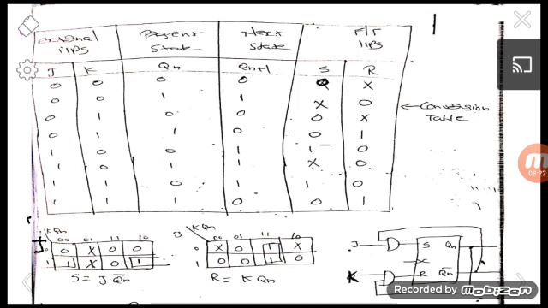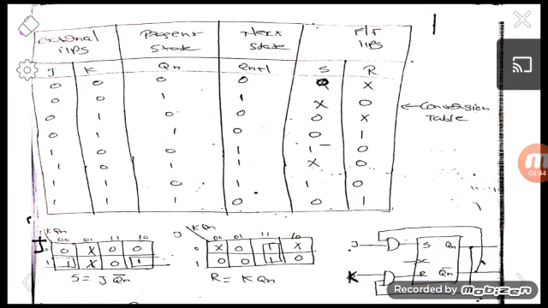Okay, so here we obtain the expressions for S and R in terms of J and K. Okay, and we have to draw the corresponding diagram. So the available flip flop is SR. So here we are drawing the figure of an SR flip flop, and we know that S is equal to J Qn bar.